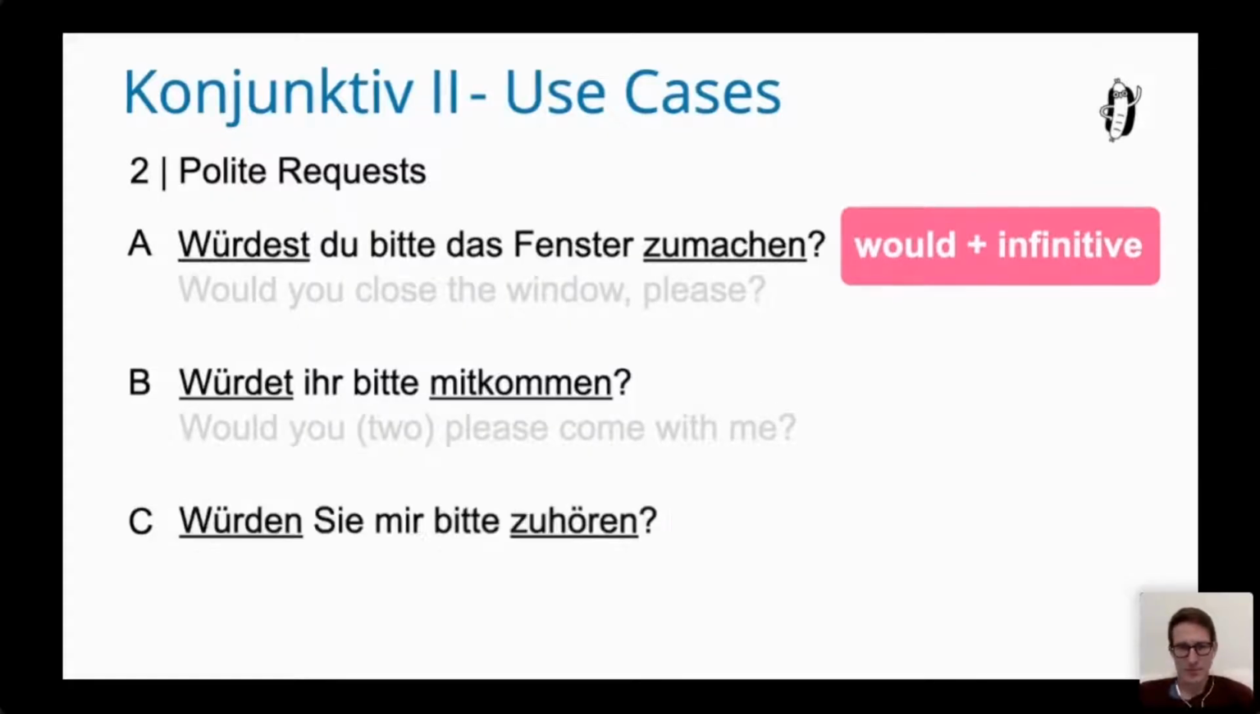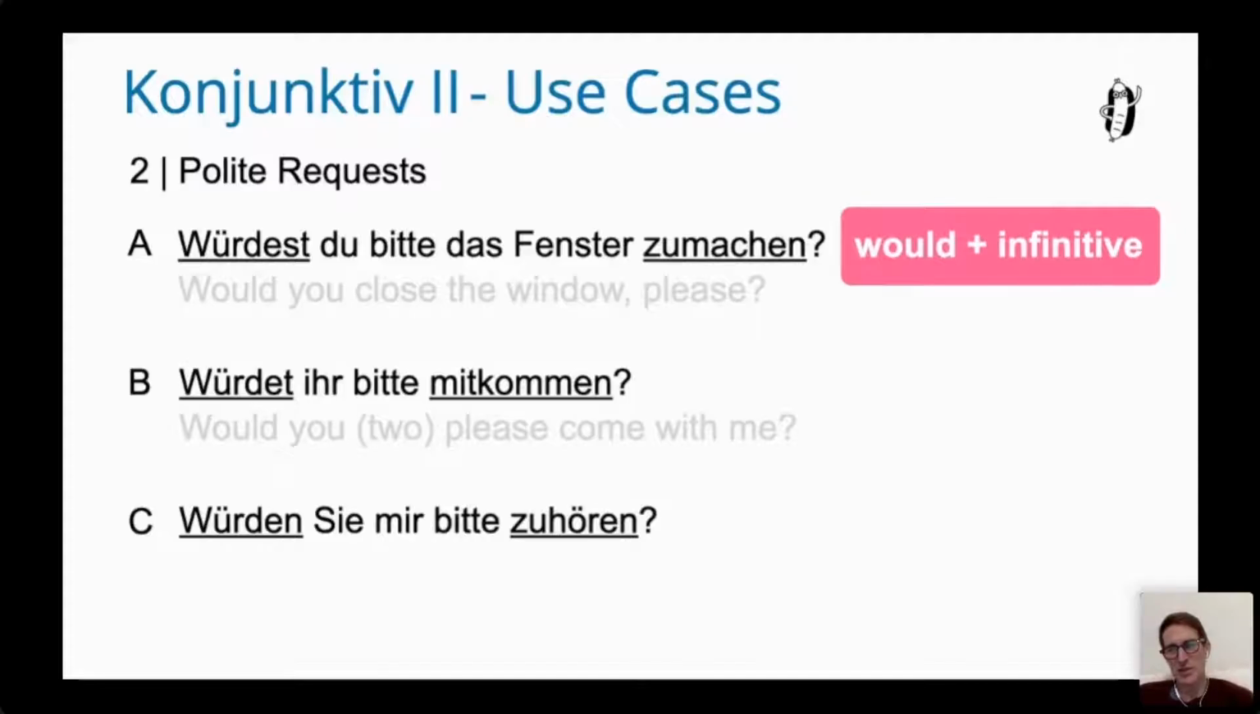Würden Sie mir bitte zuhören? The capital Z, you all know, hopefully. If not, you will get to know it. Capital Z is very important if you talk to people that you are not friends with, let's say. So you don't have to use the Z with me. We talk on a level that is equal. So würden Sie mir bitte zuhören?